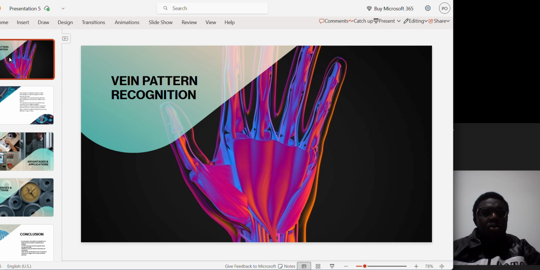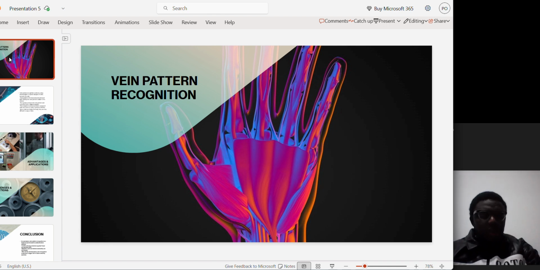Hello everyone. Today we are going to be talking about vein pattern recognition. This is an advanced biometric authentication technique. This method identifies individuals by analyzing the unique vein patterns inside the human body. It's usually the finger, the hand, or the palm.